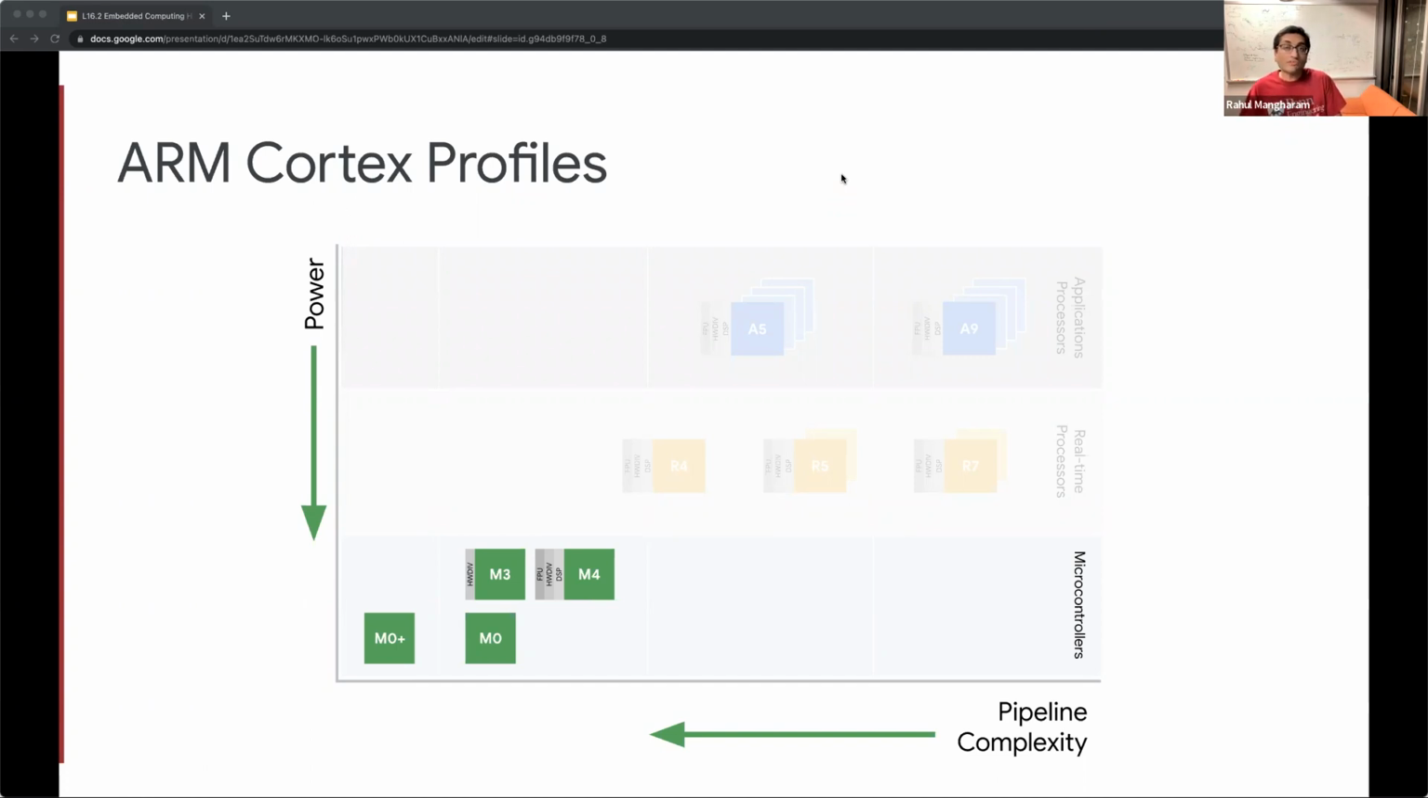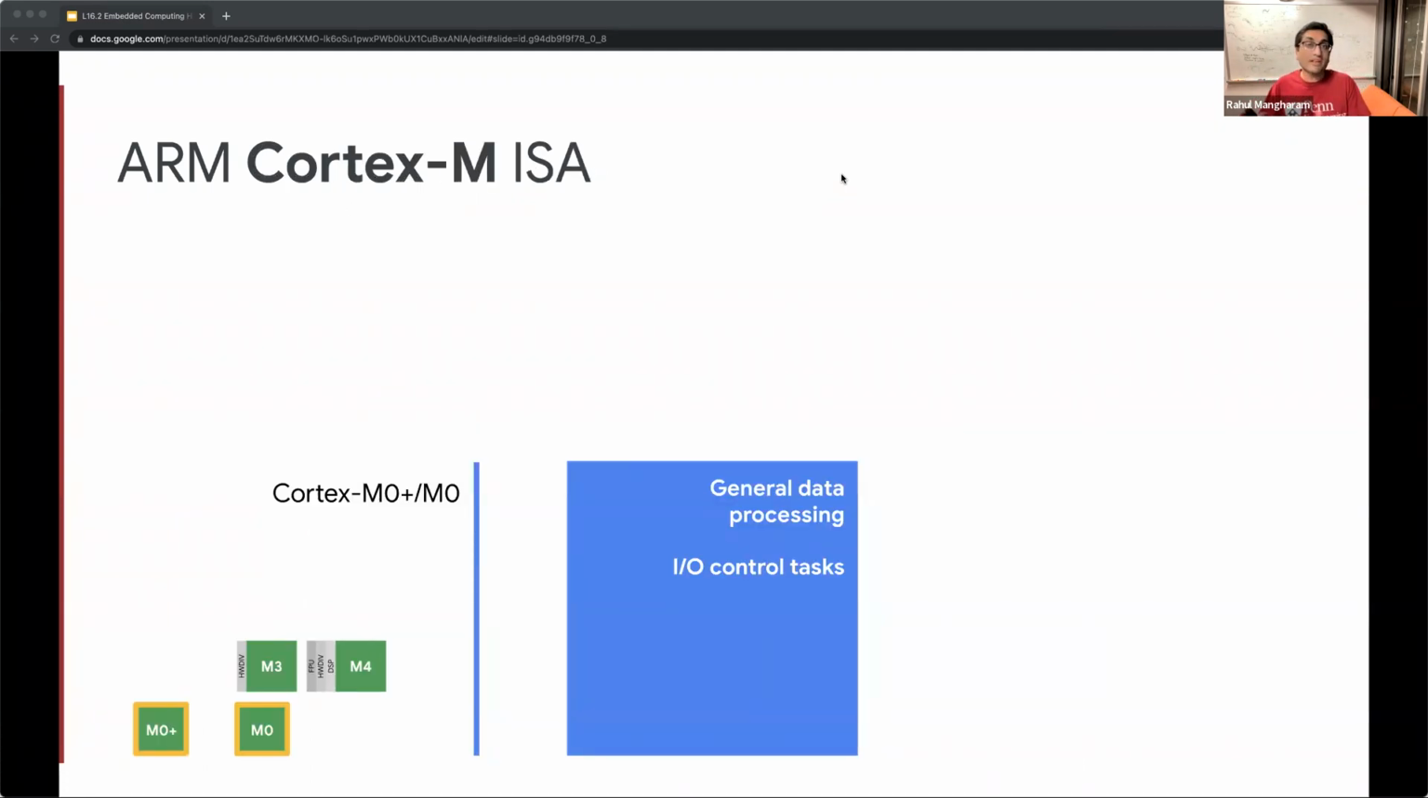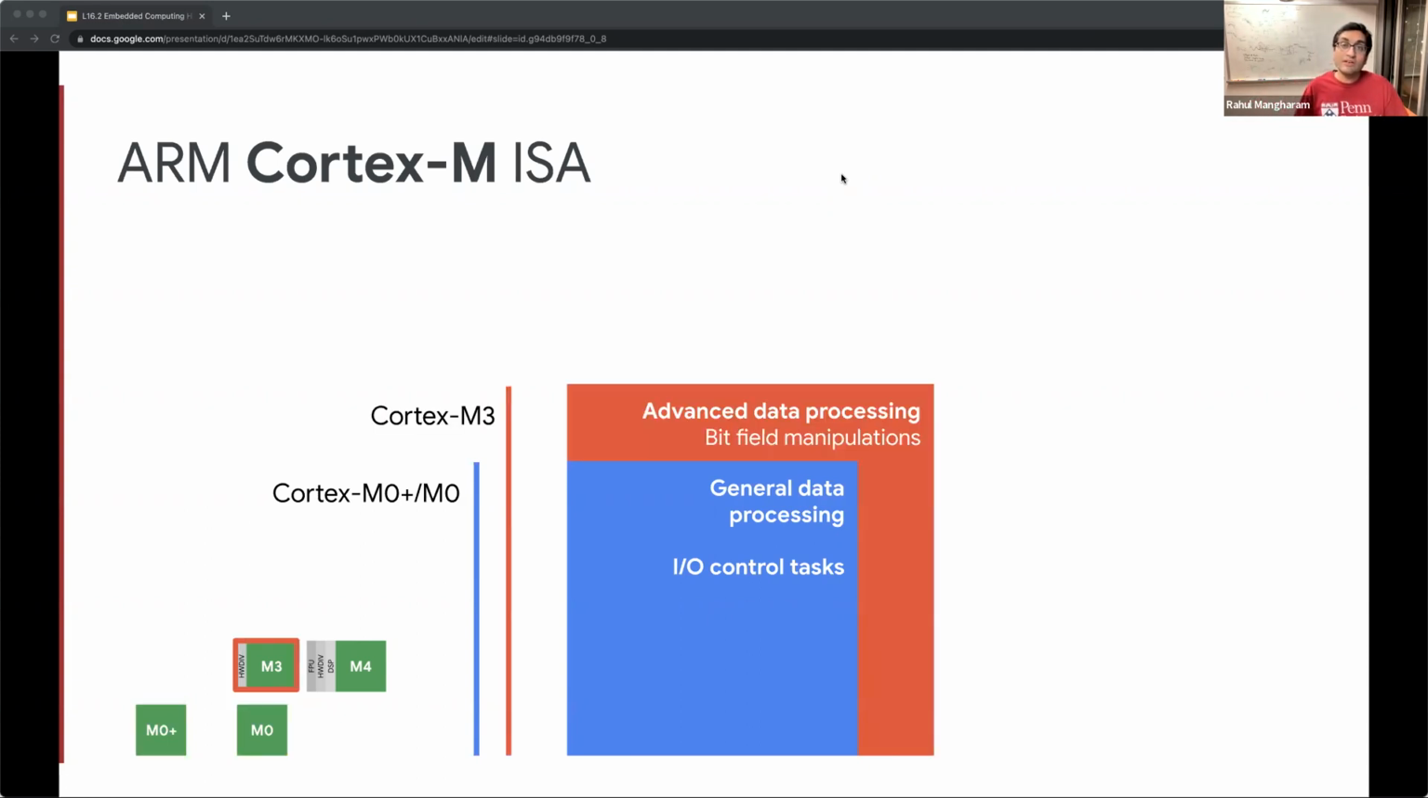Now, in addition to understanding the lay of the land, so to speak, I also want you to understand what the differences are within the microcontroller space itself. Even in the microcontroller space, there are extremely low and simple microcontrollers like the Cortex M0 that you're looking at over here, which is capable of doing general data processing, general input-output control tasks, very, very simple stuff. Then you might have the M3, for example, which is a bit more advanced and can do more data processing because it has an instruction set architecture with instructions to support things like bit manipulations, which allow you to do arithmetic a bit more efficiently.